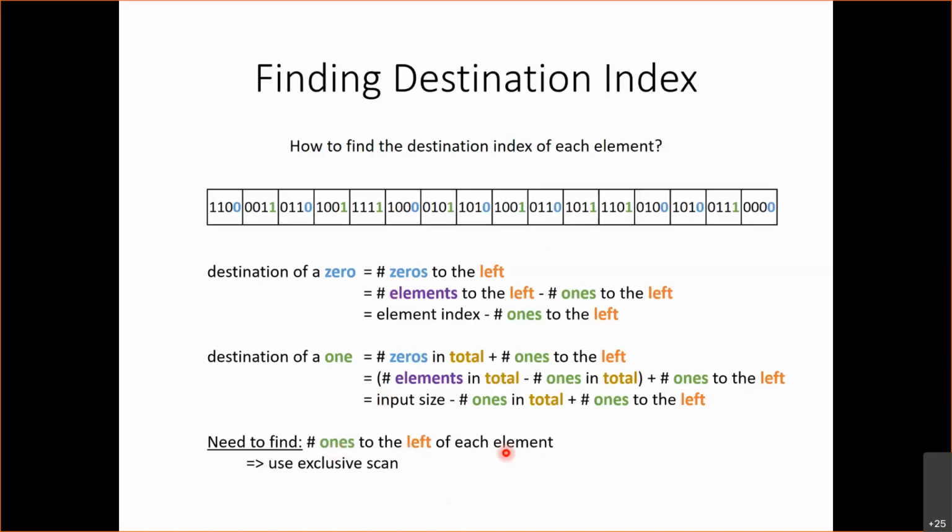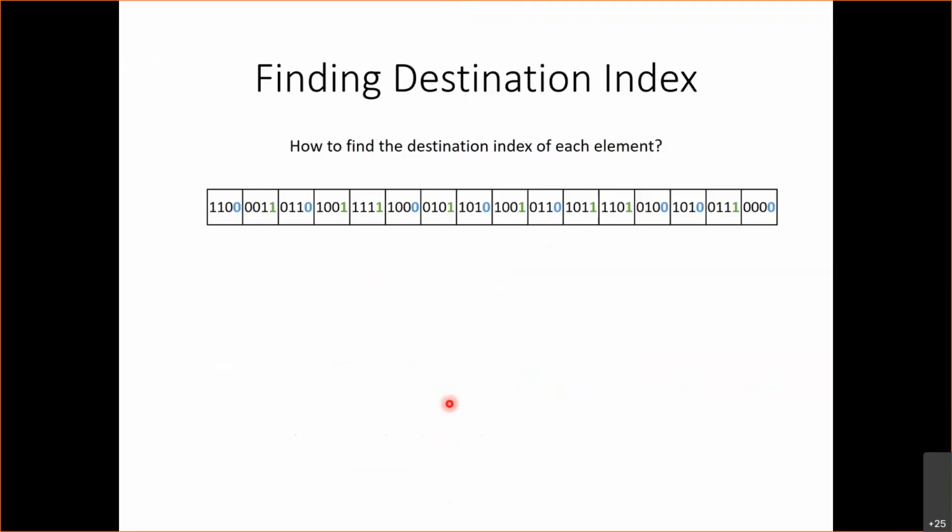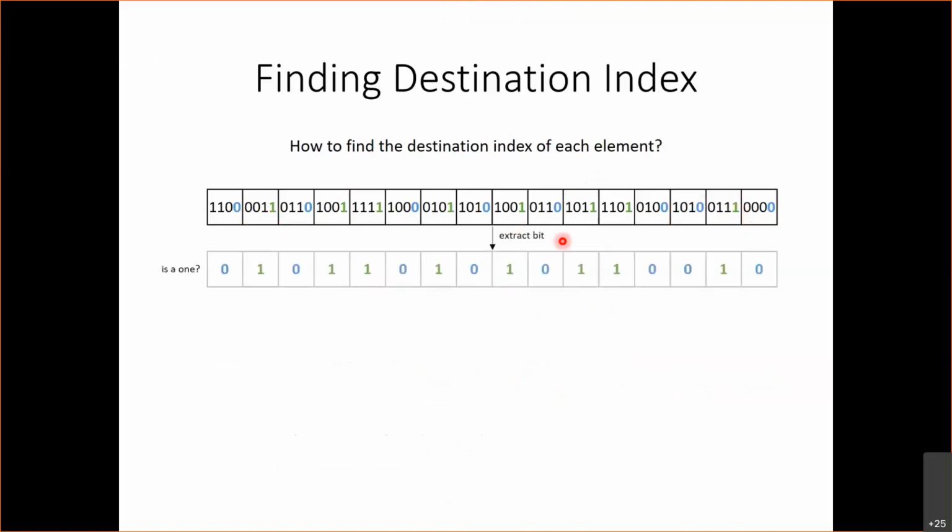So now what we need to do is to figure out the number of ones to the left. Once we have the number of ones to the left of each element, we can find the destination of our zeros and the destination of our ones. So let's do this. Here I have my array. I have the bit that I'm interested in here. In this case, it's the first bit, but this could be the second bit, it could be the third bit, etc. The first step is basically to extract the bit that I'm interested in. For the zeros, I'm just going to have a zero. For the ones, I'm just going to have a one. So you're just going to have an array of zeros and ones.